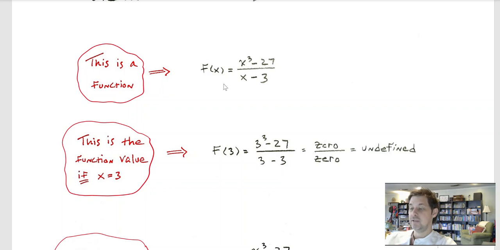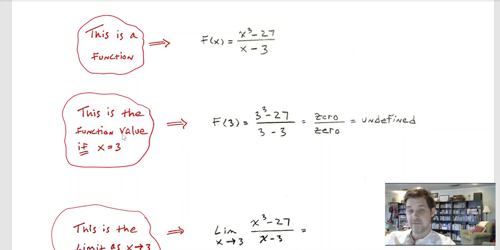Here's the function that I was using in my example. Okay, this is a function. What's a function? Inputs and outputs. You put a number in, you get another number back out, potentially. All right, number in, number out. That's what a function is.